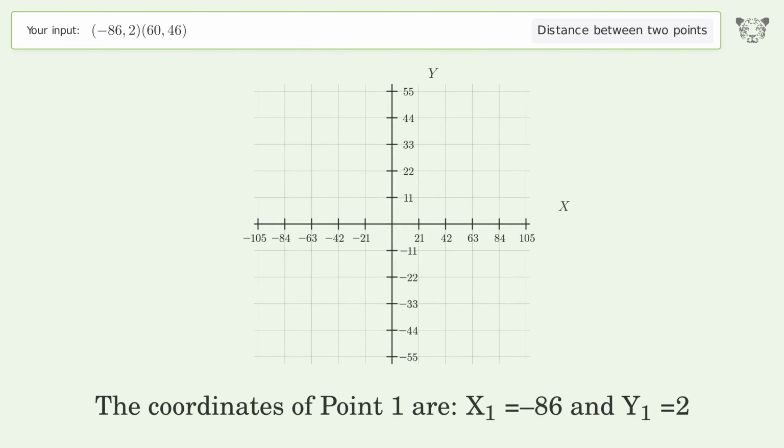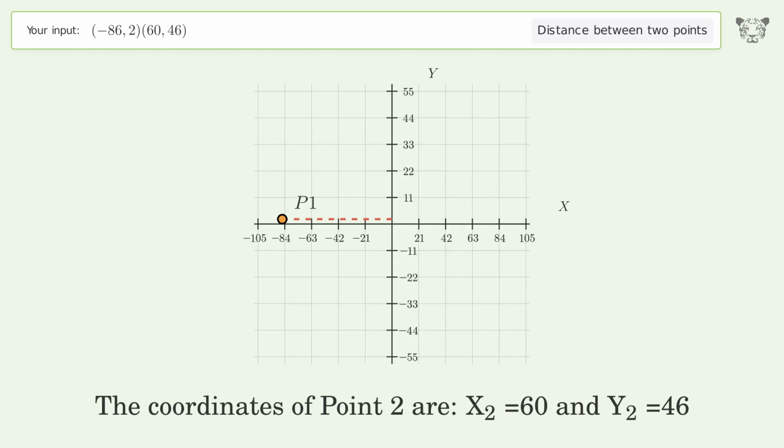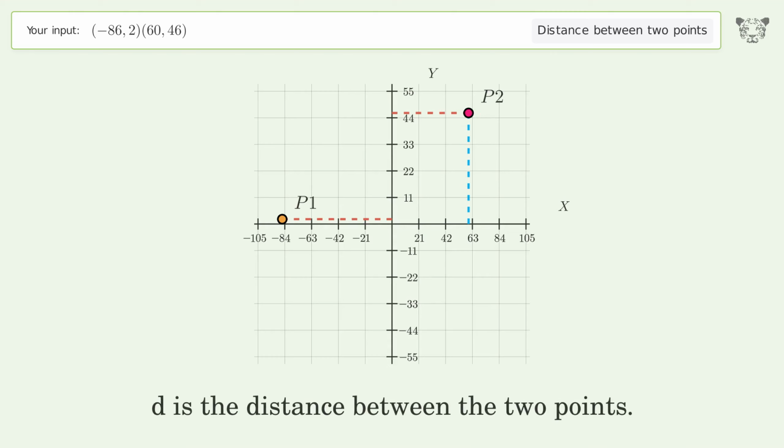Plot the 2 points and calculate the distance using the formula. The coordinates of point 1 are x1 equals -86 and y1 equals 2. The coordinates of point 2 are x2 equals 60 and y2 equals 46. D is the distance between the 2 points.